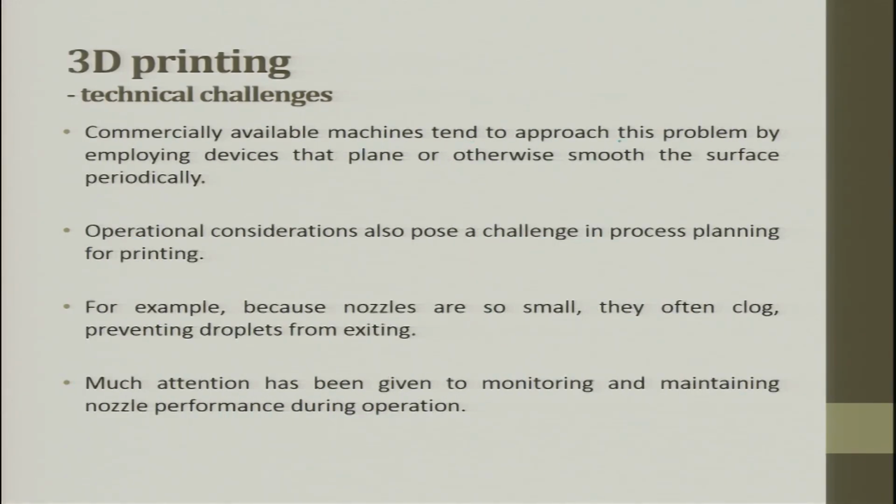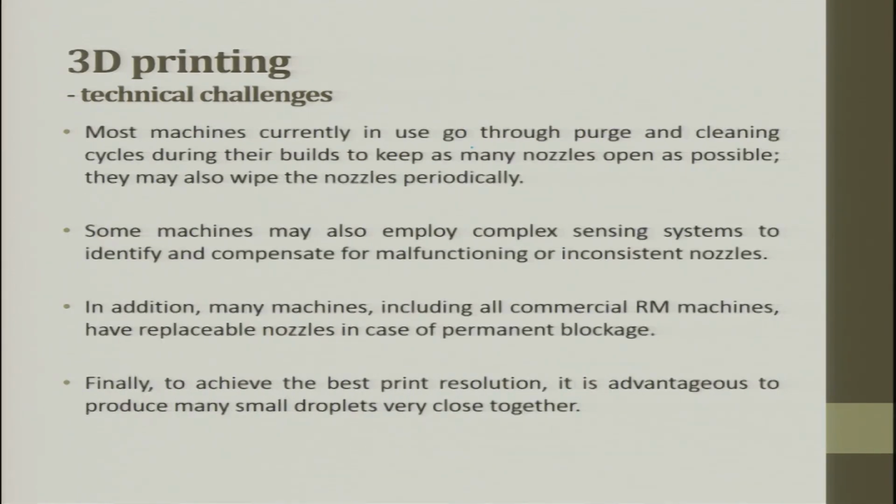Commercially available machines tend to approach this problem by employing devices that plane or otherwise smooth the surface periodically. So, you have a knife or a sharp object to smoothen the surface. Operational considerations also pose a challenge in process planning of printing. For example, because nozzles are so small, they often clog, preventing droplets from exiting. Much attention has been given to monitor and maintain nozzle performance during the operation. Most machines which are currently in use go through a purge and cleaning cycle during the build to keep as many nozzles open as possible.